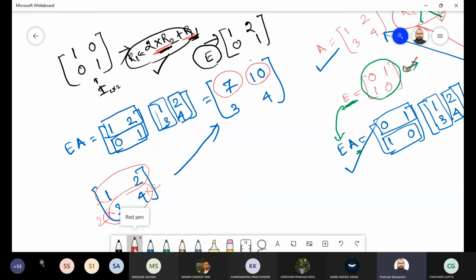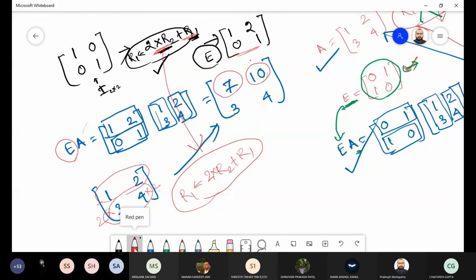The same operation is happening here or not? The same operation is happening. But we have not done any operation. Whether we have written this operation, no. Only we multiply the elementary matrices, and that operation has been done with the elementary matrix. That operation has been done with the identity matrix. Clear or not? So any operation we can write in terms of elementary matrices or not?